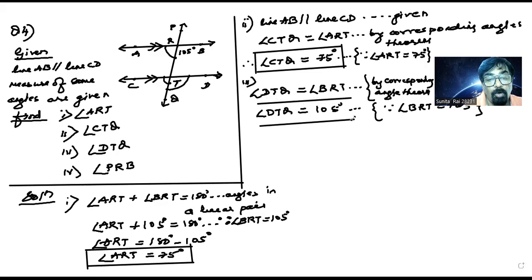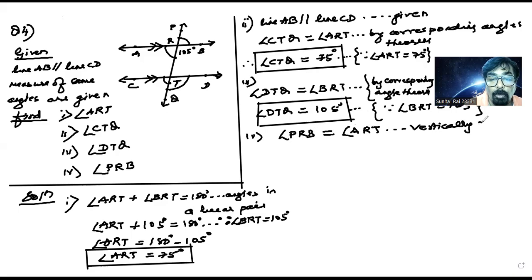Now, one more angle we want. Just have a look at that angle. Which angle do you want? Angle PRB. P is here, R is here, PRB. This is the fourth one. Angle PRB is equal to angle ARC. Reason: vertically opposite angles. What's the reason, children? Vertically opposite angles.